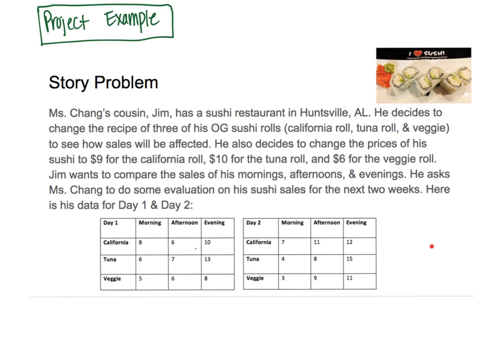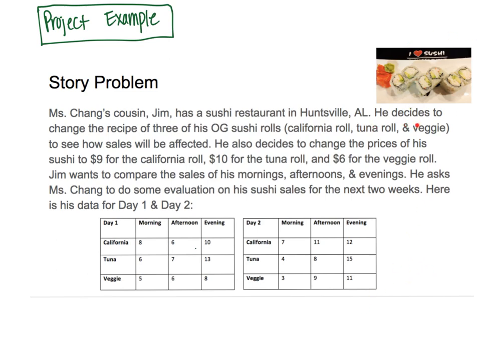The first part you should always have in your project is your story problem. You gotta have that written out, or else I'm not gonna know what you're working with. So make sure you write your story problem in your project. My story says here, Miss Chang has a cousin, Jim, that has a sushi restaurant in Huntsville, Alabama. This is actually a true story, by the way. Well, at least maybe the story's not so true, but I do have a cousin who has a sushi restaurant in Huntsville, Alabama. And this here is a photo of his sushi.